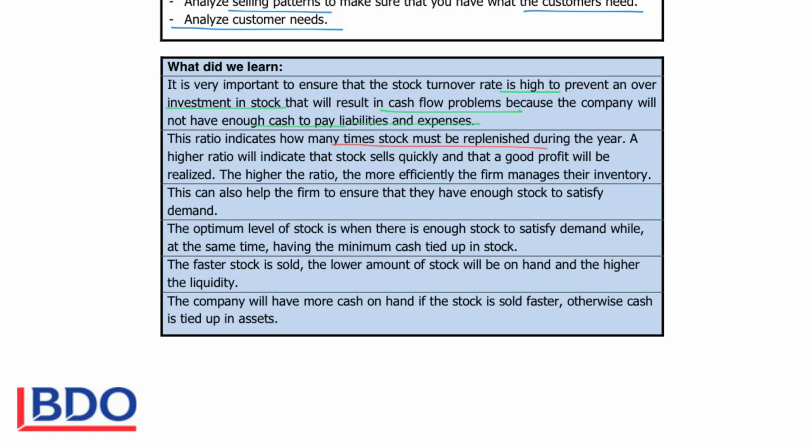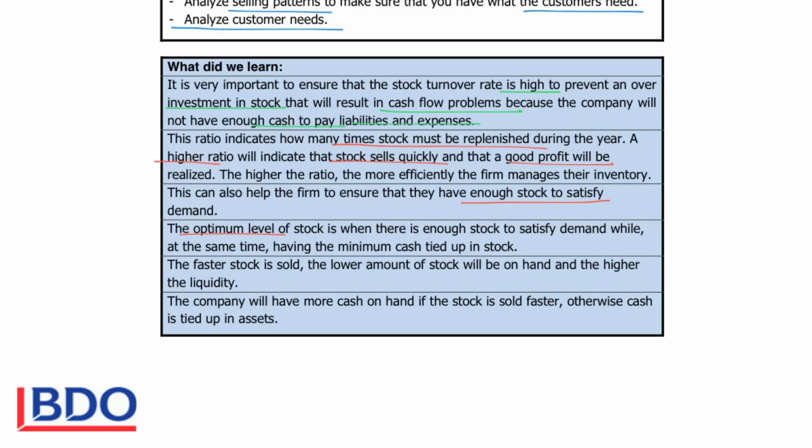So how many times do you buy new stock during the year? If we have a higher ratio, it indicates that the stock sells quickly and that we will make a good profit. This can also help the firm to ensure that they have enough stock to satisfy demand, that they don't run out of stock because they didn't buy enough stock.